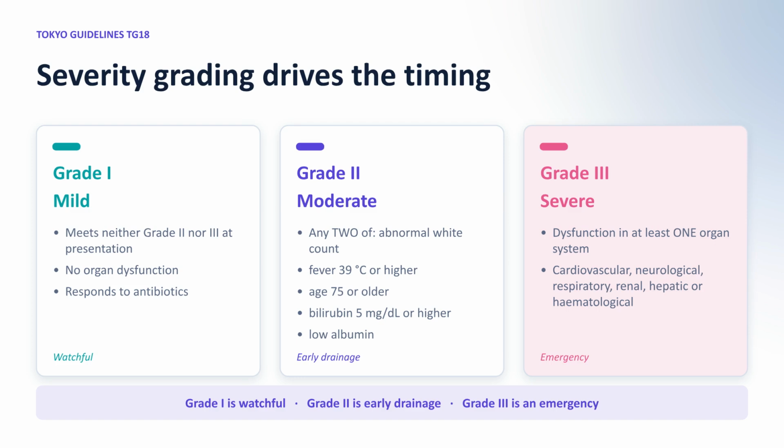Grade 3 is severe, cholangitis with dysfunction in at least one organ system. Grade 2 is moderate, no organ failure yet, but any 2 of these: an abnormal white count, a fever of 39 degrees or higher, age 75 or older, a bilirubin of 5 or more, or a low albumin. Grade 1 is mild. It meets neither of the other definitions at presentation. Grade 1 is a watchful diagnosis. Grade 2 is an early drainage diagnosis. And Grade 3 is an emergency. Grade the patient at the door, then grade them again a few hours later.